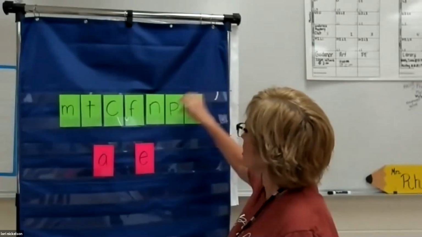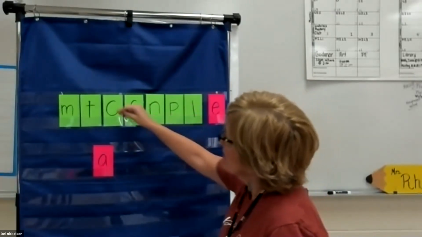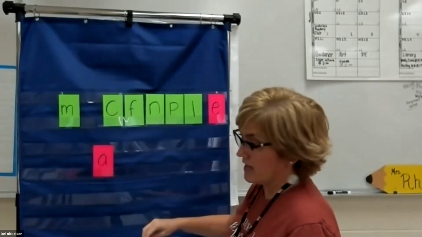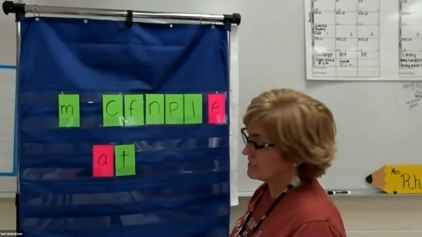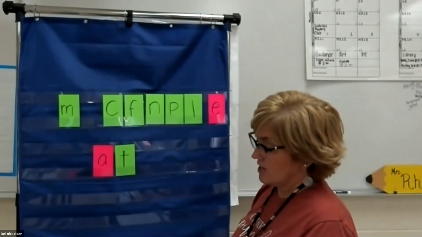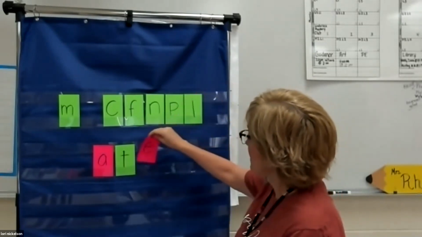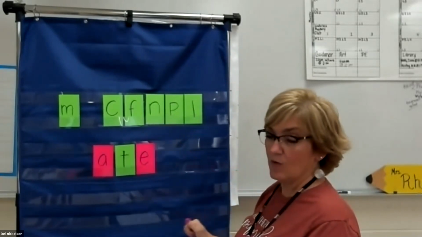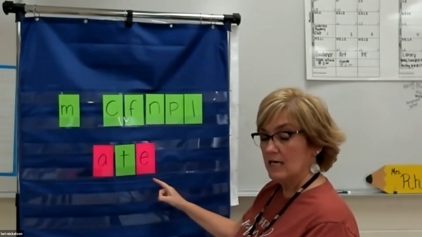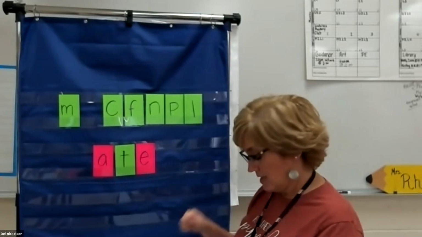Let's make the word at. At. So we're starting with the A. We're adding the T. We're going to say our magic word, alakazam. Add that magic E, and now we have the word ate. Ate, like you ate something.